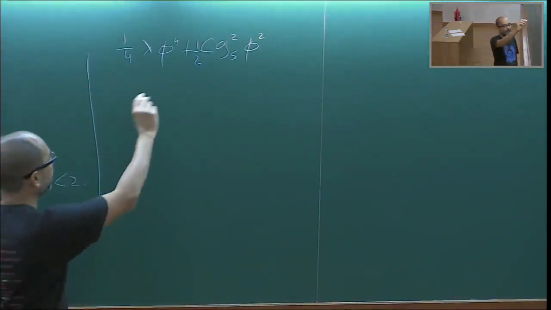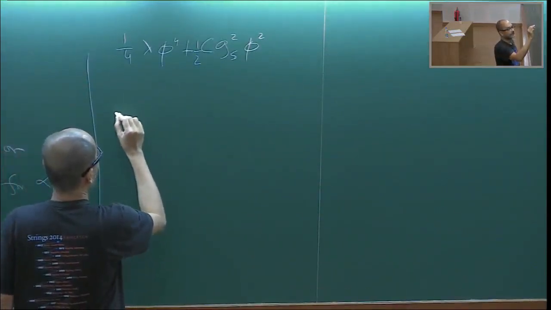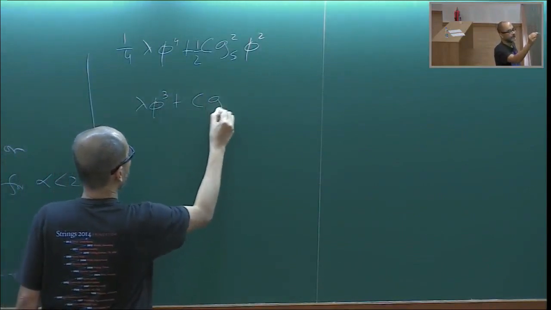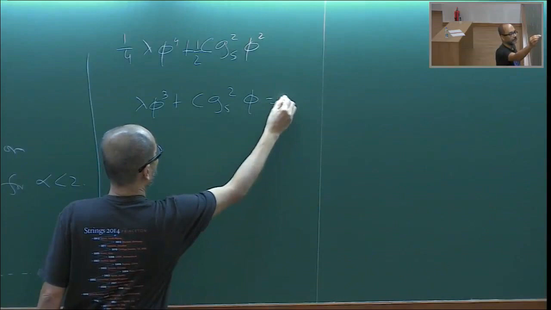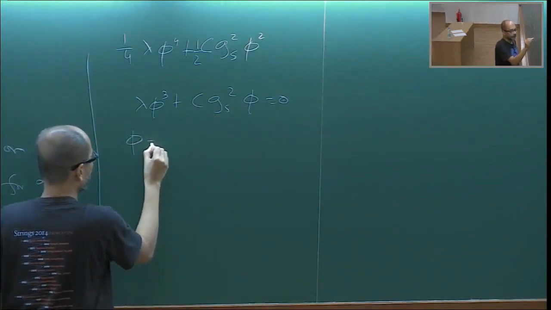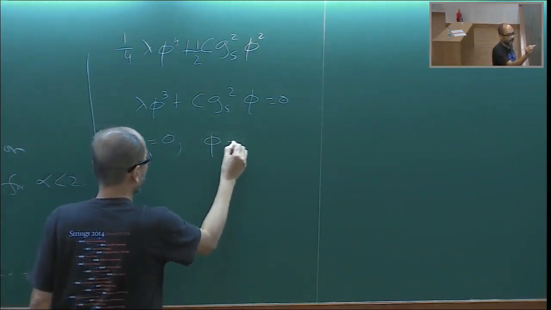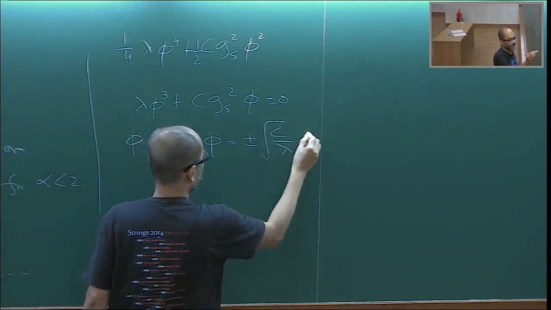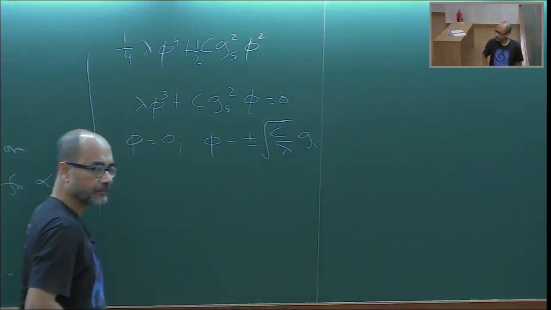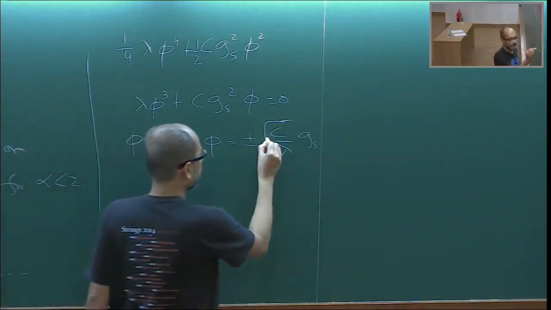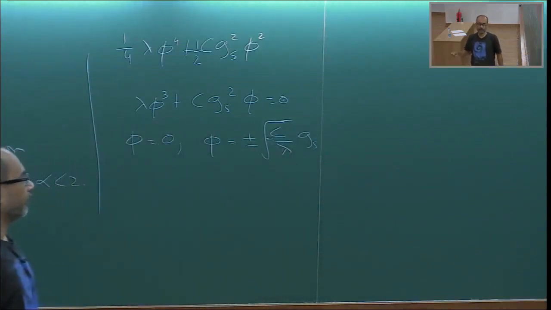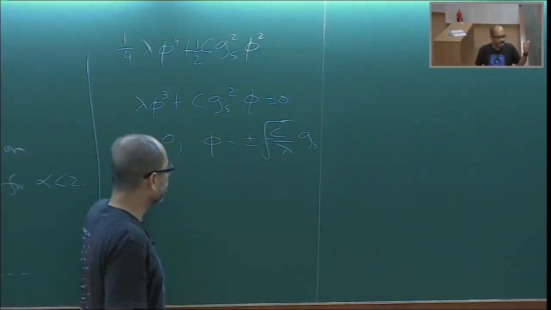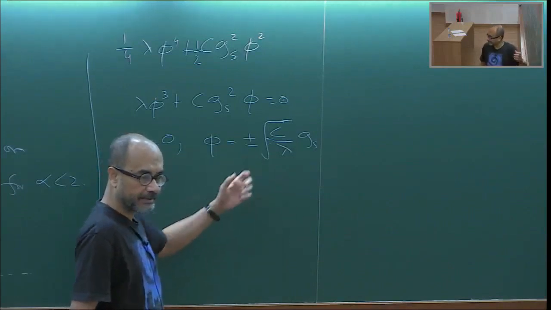Now if you look at the field equations, we have lambda phi cube plus c gs square phi equal to 0. So you get three solutions. One is phi equal to 0, the other one is phi equal to plus minus square root of minus c over lambda times gs. And for the known cases, this c actually turns out to be negative, so this solution makes sense. So at order gs level, there are three solutions.